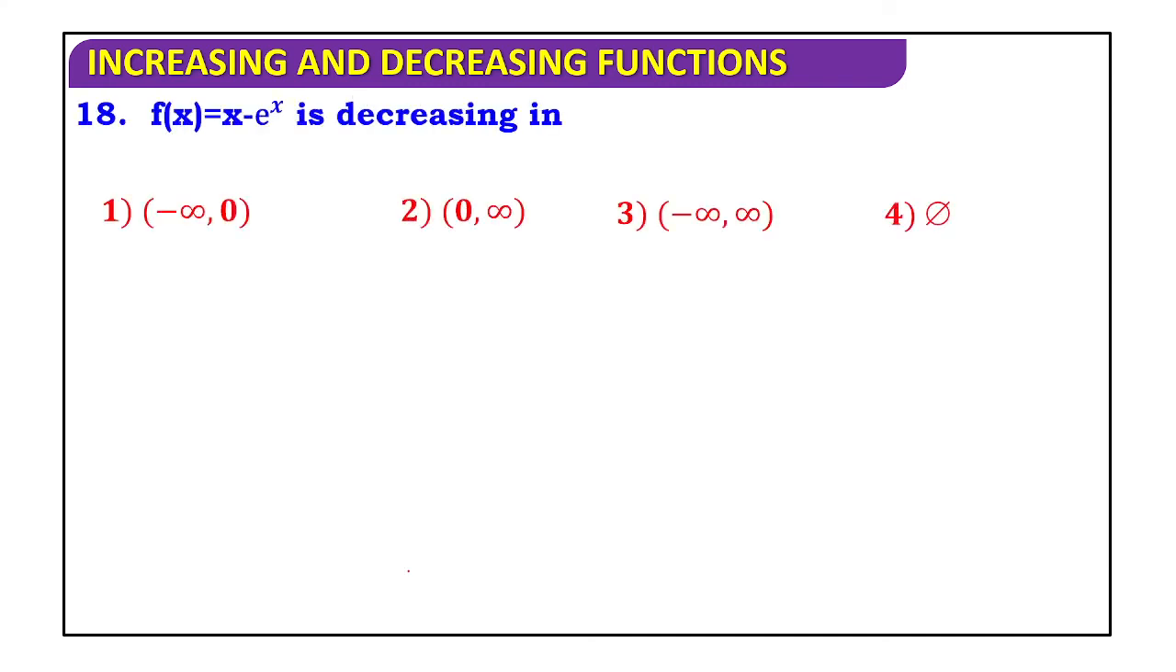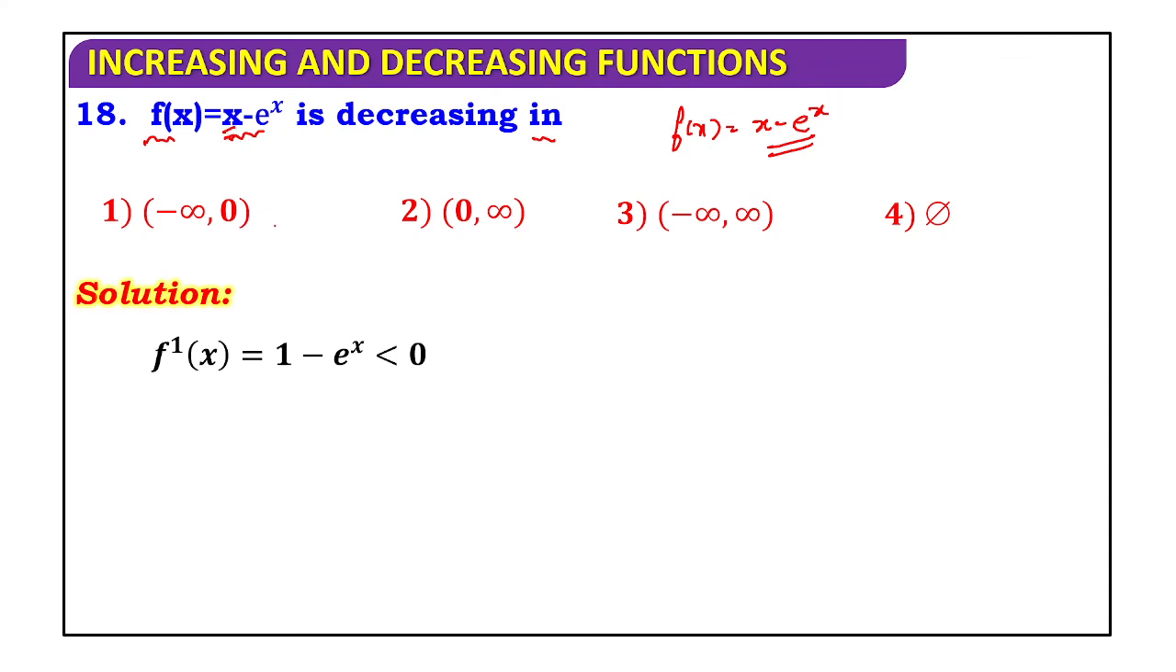Okay. So quickly now see problem number 18. That is f of x equal to x minus e power x is decreasing in. Okay, so you differentiate it. We know that differentiation of x is 1 and differentiation of e raised to x is e raised to x, and for decreasing, f dash of x must be lesser than 0.